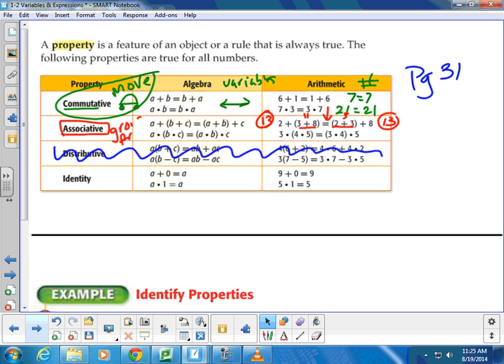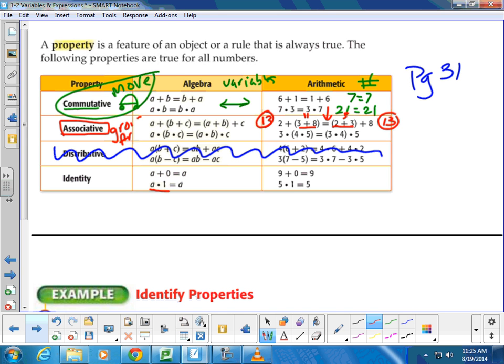Identity property. This is the identity of addition, 0. So you can add 0 to any number and it'll still be that number. A plus 0 will still be A. 9 plus 0 will still be 9. And then the multiplication of 1: you can multiply any number by 1 and end up with that number.